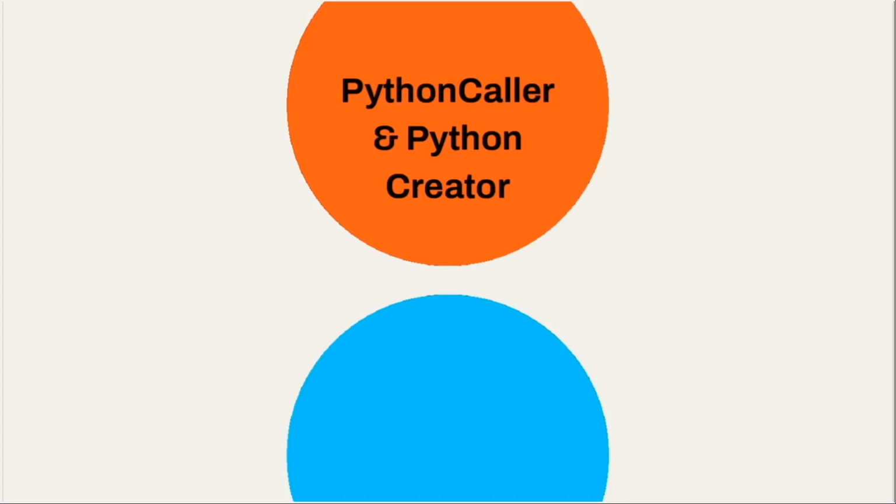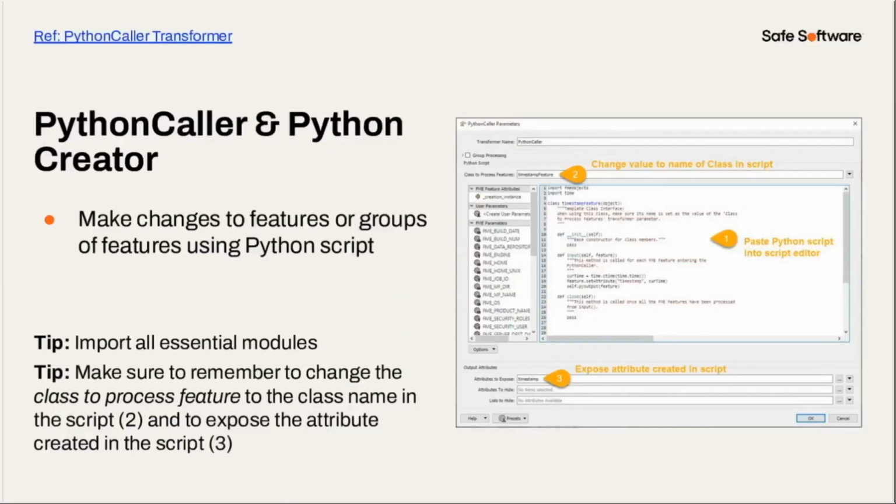So now I'll go over the Python caller and Python creator transformers. The Python caller and Python creator transformers allow you to make changes to features or groups of features using a Python script. Again, before using these transformers, you just want to make sure that there isn't already an FME transformer available that can accomplish the task that you want to perform.